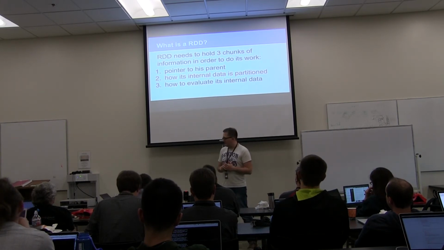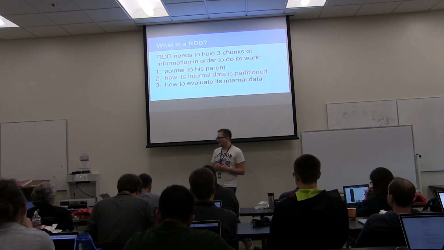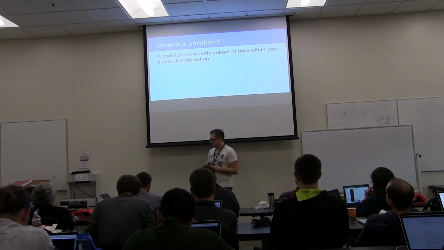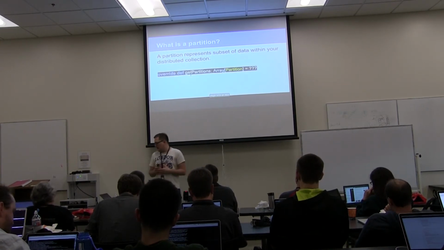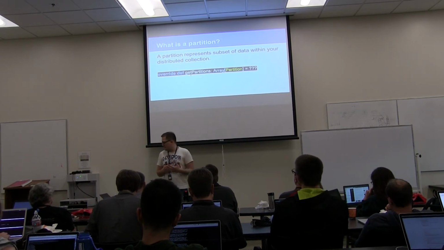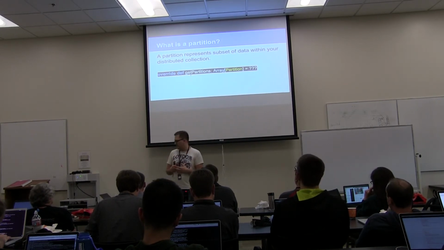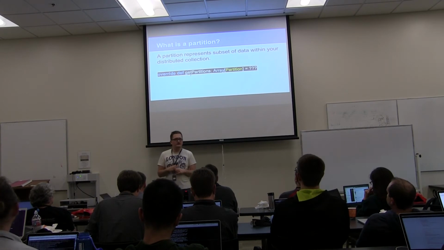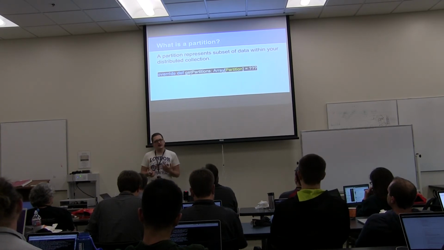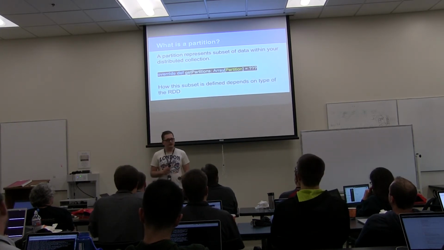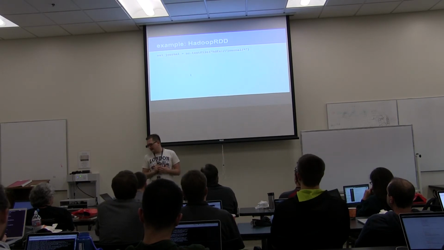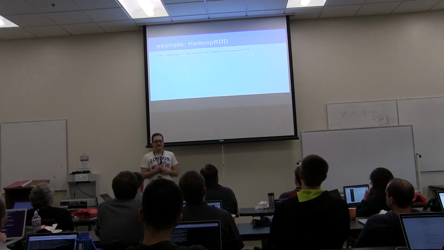So let's look at the partition part, because we covered that, it should be easy. A partition represents a subset of data within your distributed collection that you already know. This is the method that you're going to have on an RDD, getPartitions, and it returns an array of partitions. The question is how that method is implemented. As it turns out, the implementation varies, and it depends on the type of RDD that you are working with. So let's, for example, take the Hadoop RDD.